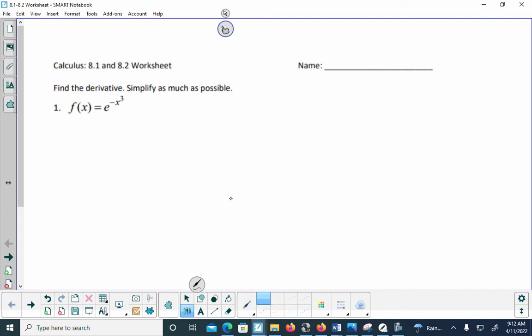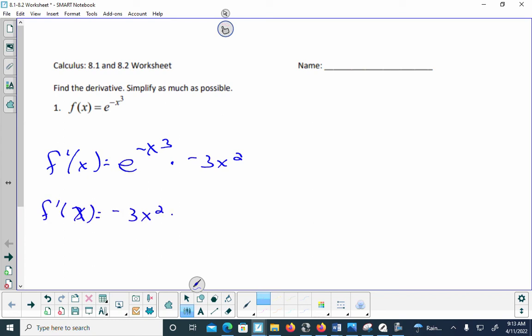The first one is asking me to find the derivative. I am going to find the derivative using that formula, which says when I take the derivative of e raised to a power, it is going to be e raised to that power, and then I take the derivative of that power, which is going to be negative 3x squared. Then I'm just going to clean that up by bringing that negative 3x squared up to the front, and that's it. That's all I can do.